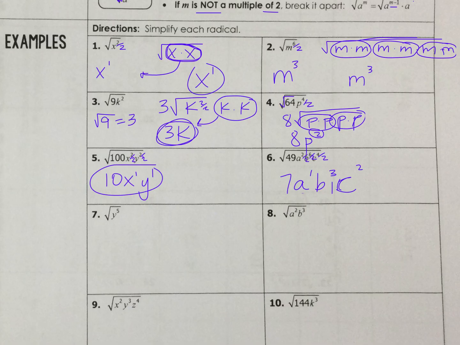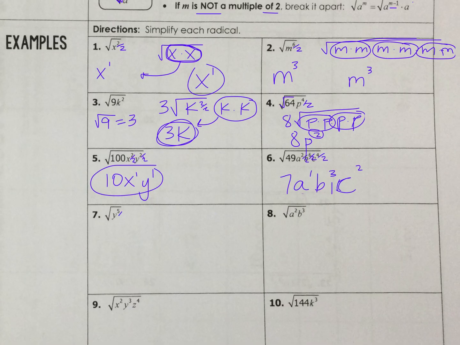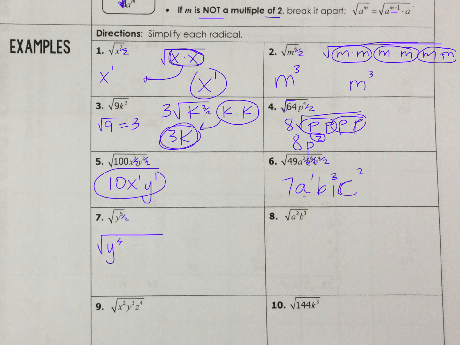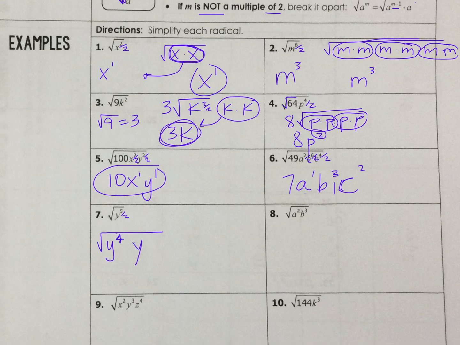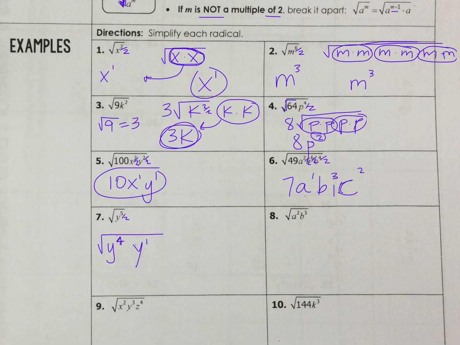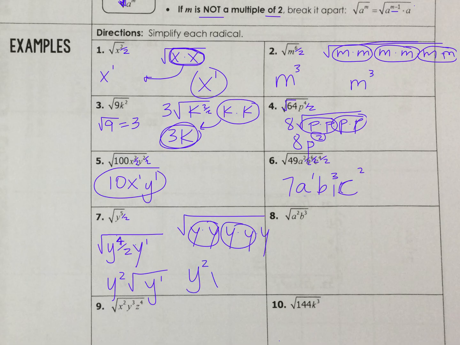Alright, this is the one that's weird because you can't divide 5 by 2 and get an even number. So this suggests you do y to the 4 times y to the 1. And then you can divide the 4 by 2 and get y squared comes out and y to the 1 stays in. If that hurts your brain, do 1, 2, 3, 4, 5. 1, 2, y, 2 groups come out. This little guy stays in by himself.